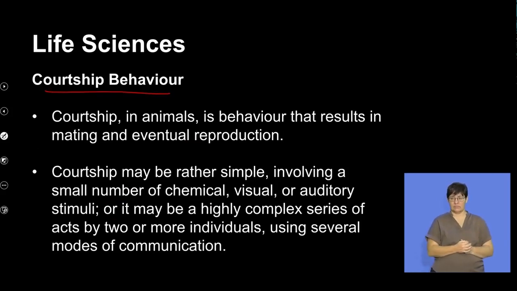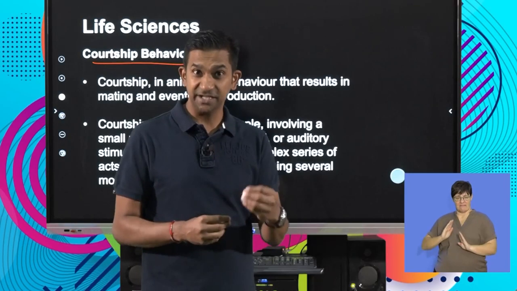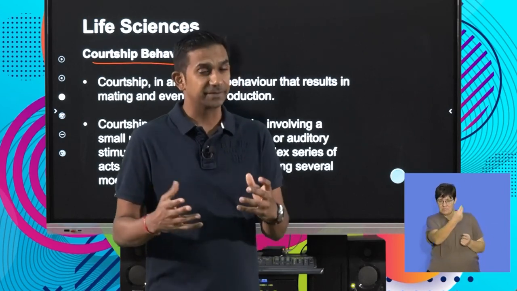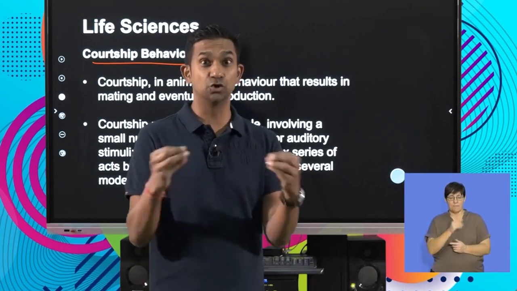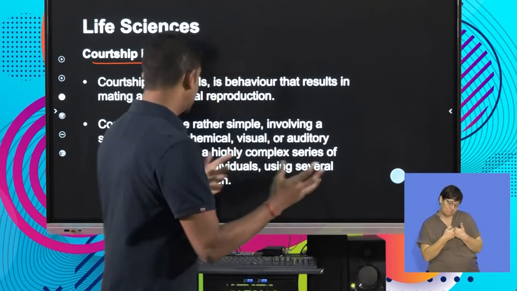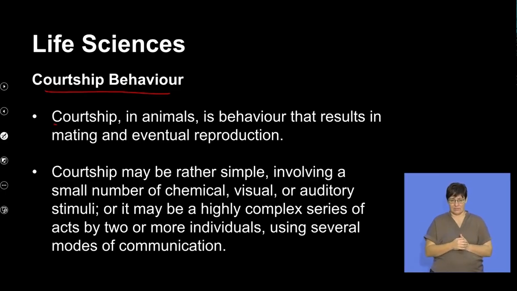Courtship behavior. It's important that we recognize that courtship is the ability of species to display some form of behavior that attracts the most favorable offspring. And so the word courting that we refer to is essentially getting to know someone. And so it's important that courtship in animals results in mating and eventually reproduction.